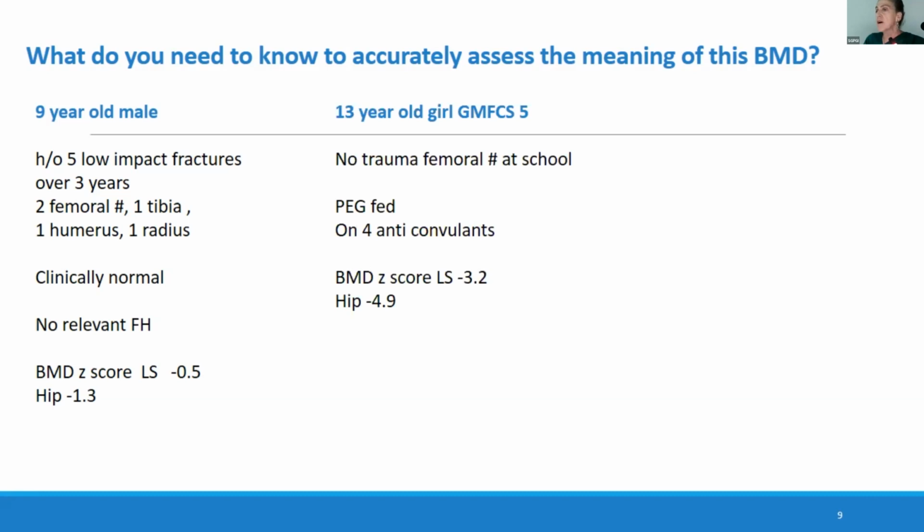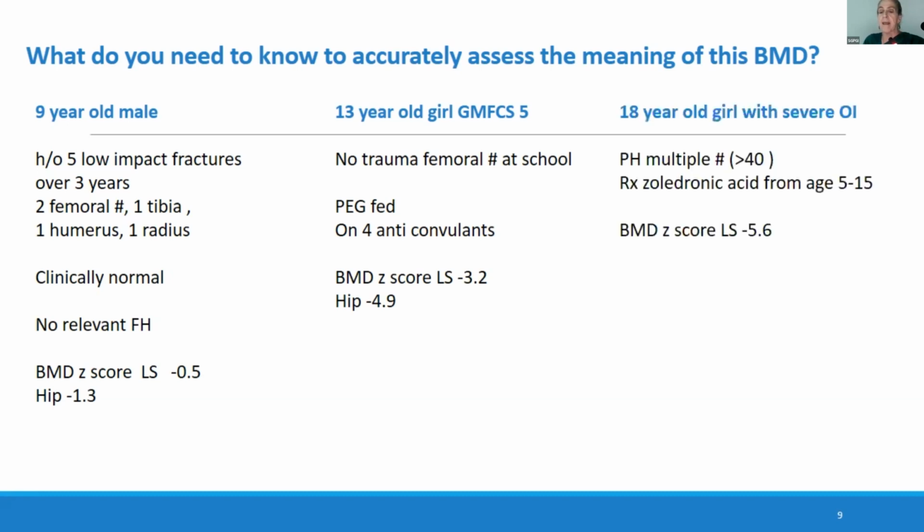Here we have a 13-year-old girl who has severe cerebral palsy. She's had a no-trauma femoral fracture that occurred in the school. Nobody can tell you why it happened. She's fed by percutaneous gastrostomy, and she's taking 4 anticonvulsants. Her bone density Z-score is minus 3.2, and her hip is nonsense. And here we have an 18-year-old girl with severe OI. She's had lots and lots of fractures. She's been treated with zoledronic acid for 10 years, and her bone density Z-score is minus 5.6.